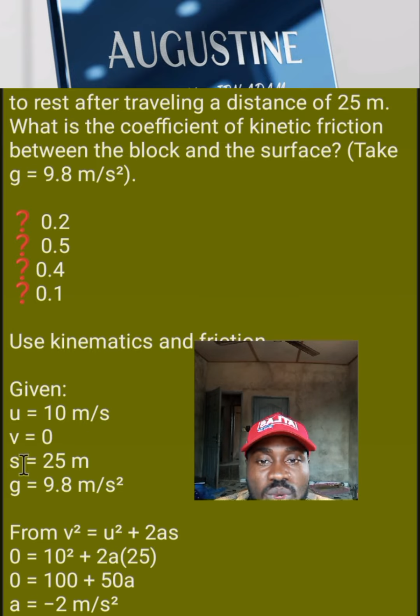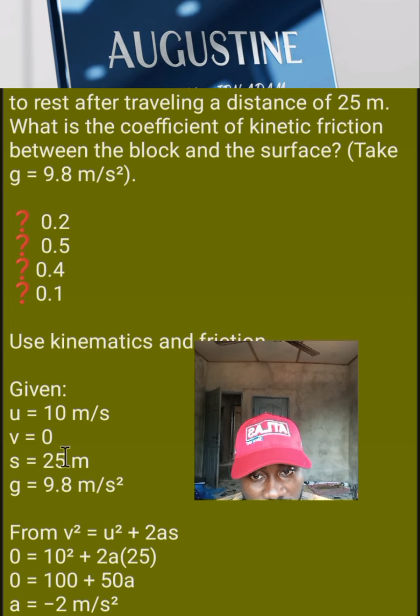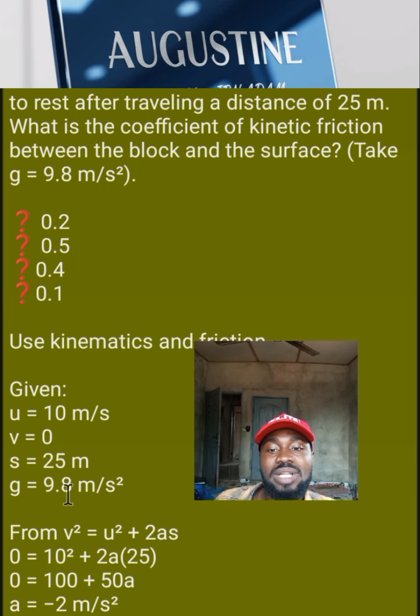So this s where they write here is equal to the distance it takes to come to rest. That is this s here. Then the gravity they give us, g, is equal to 9.8 meters per second square. Acceleration due to gravity. That's that.